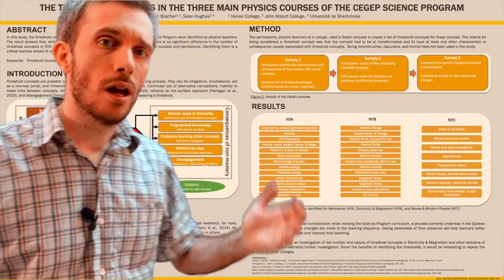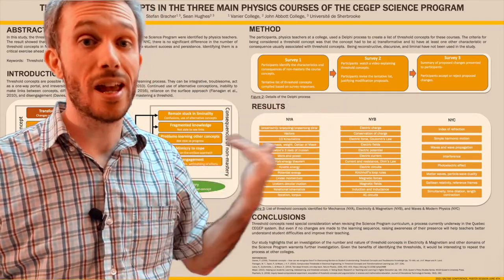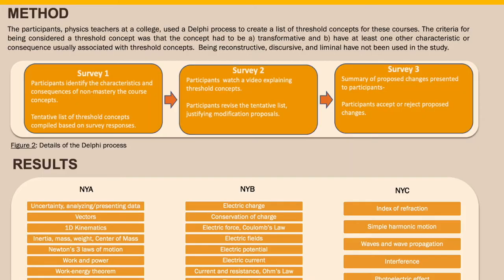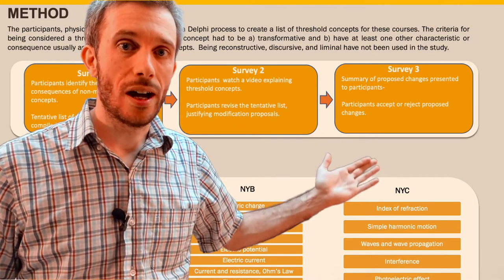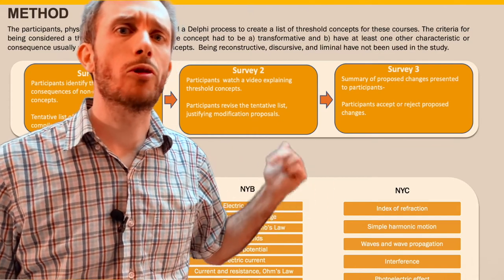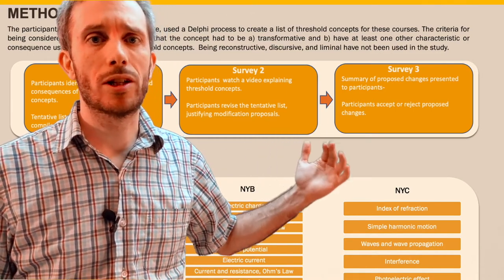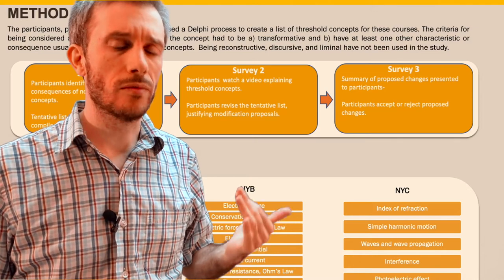The methodology used was a Delphi process consisting of three rounds of anonymous and asynchronous surveys. In the first survey, the participants, without being told about threshold concepts at all, were asked to indicate the characteristics and the consequences of non-mastery for all the concepts taught in those three courses. Based on that data, an initial list of threshold concepts was compiled, where everything was considered a threshold if it was transformative and had at least one other characteristic or consequence usually associated with threshold concepts.